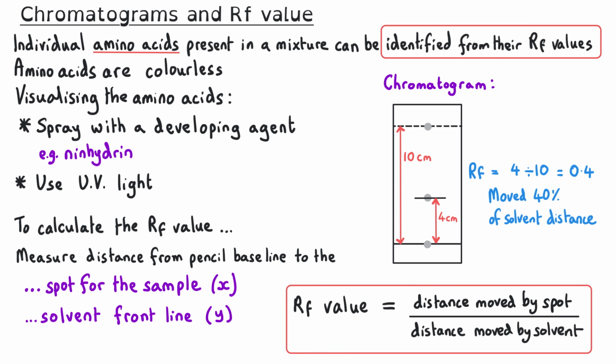Therefore, if the sample has an RF value of 0.4, this means it's moved 40% of the distance moved by the solvent. And this means that an RF value of 1 would mean that the sample has moved as far as the solvent has moved, and a value of 0 means that the sample is insoluble and hasn't moved at all.